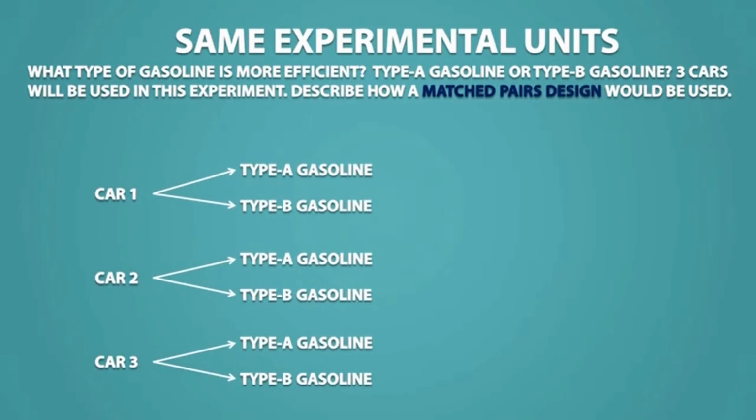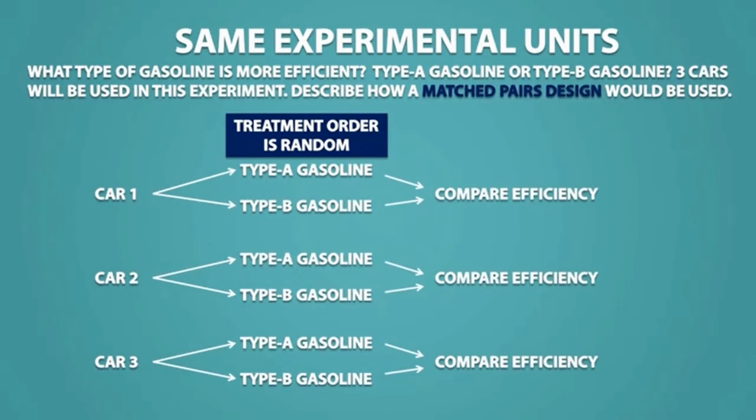with Type B gasoline. We would use the same car for each treatment, and which treatment goes first will be random. So for example, we could drive with Type B gasoline first, then once all the gasoline is finished, we would fill up the car with Type A gasoline using the same quantity, and at the end of the experiment, we would compare the efficiency of the gasoline.